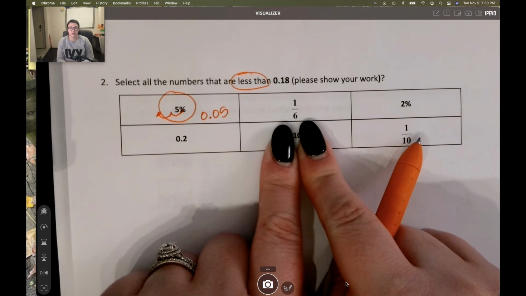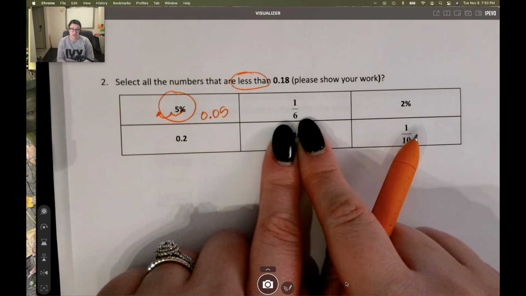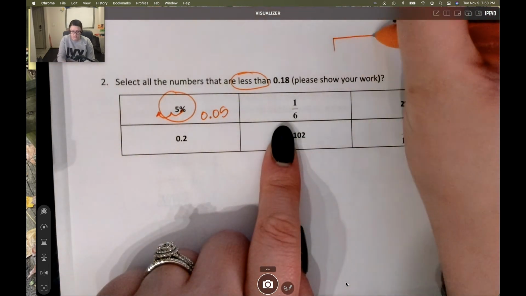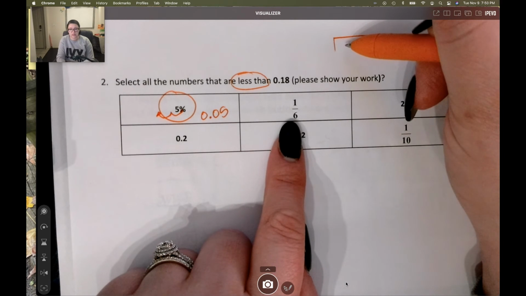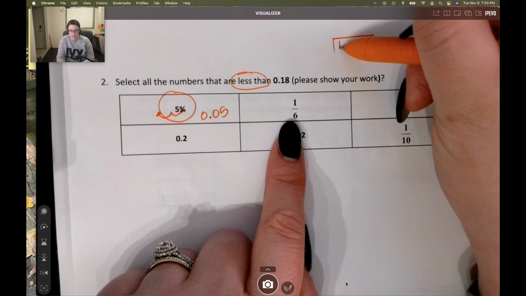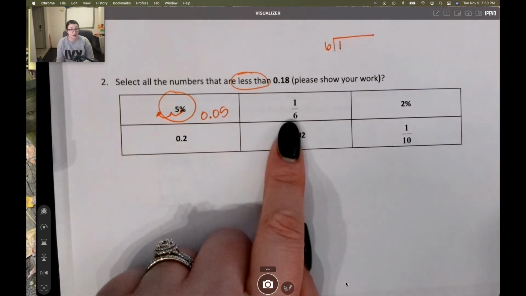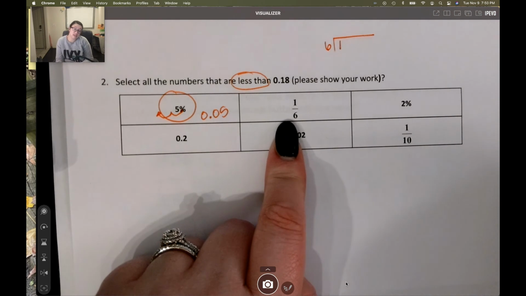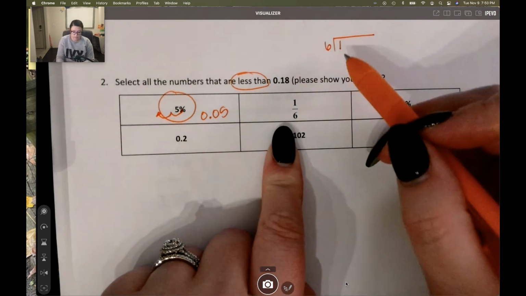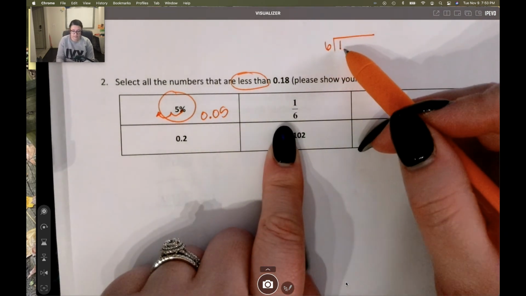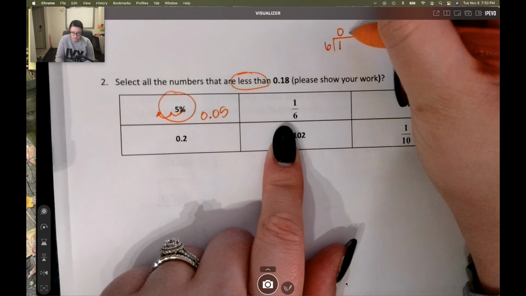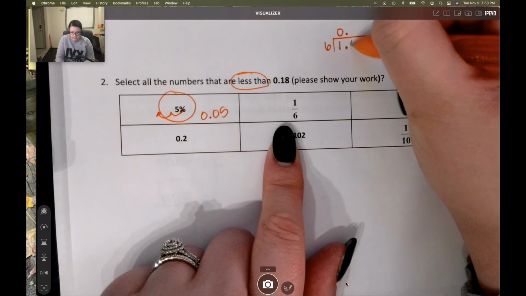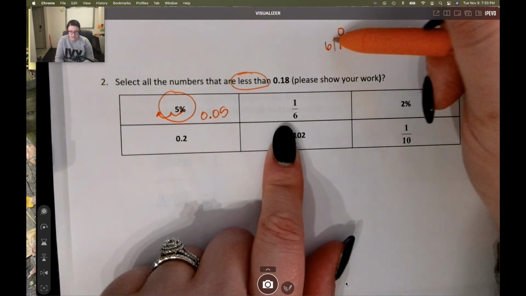1/6, what do we need to do? Divide. What number goes inside the box? The top number. It's not always the smallest. Sometimes it is, but not always. Does 6 go into 1? Nope. Put a 0, decimal, and another 0. 6 into 10.